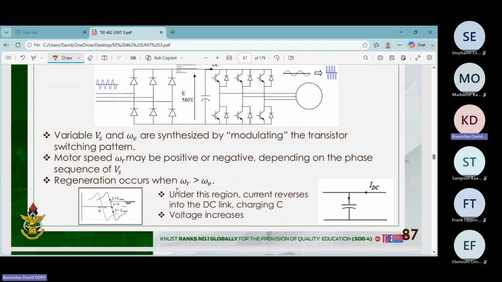And when omega R is greater than omega E, it will be doing regeneration. It's now acting as a generator, not a motor. What happens is that the current is going to reverse its direction. It will be moving from the motor side to the supply. So we have the IDC current reversing, right? That is what will happen.